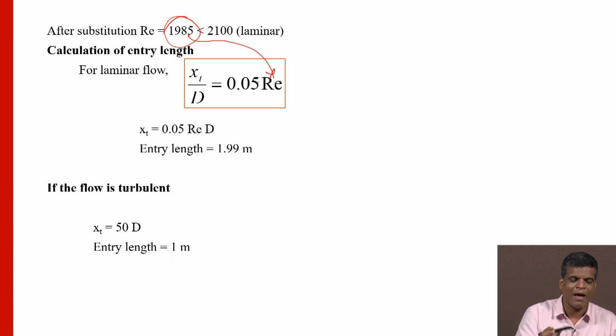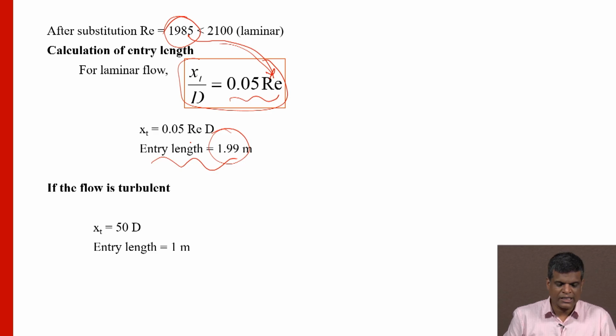Now we know it is laminar flow, so we have to use this formula for Xt by d. Already we discussed that Xt by d equals 0.05 Re, and we already got the Reynolds number, so you calculate from here. The entry length here is only 1.99. So that's the transition length or entry length, 1.99 meter, if it is laminar flow.